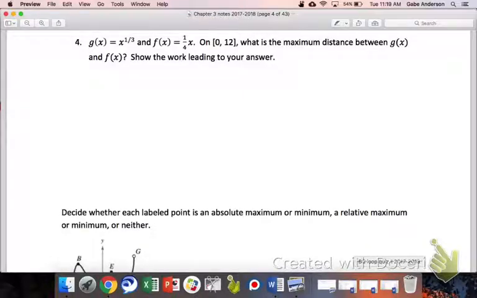Last time. So let's take a look at this one. Let me remind you while you're reading this, notice it says, on the closed interval from 0 to 12, what is the maximum distance between g of x and f of x?